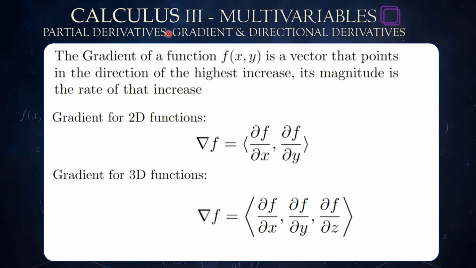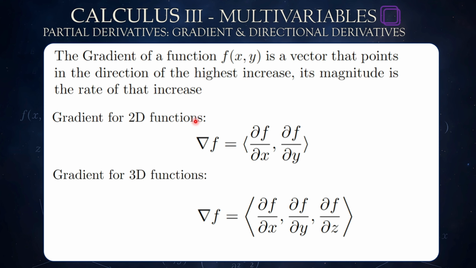Partial derivatives, gradient and directional derivatives. So what is the gradient of a function? The gradient of a function f(x,y) is a vector that points in the direction of the maximum or the highest increase of that function. Its magnitude refers to the rate of that increase.